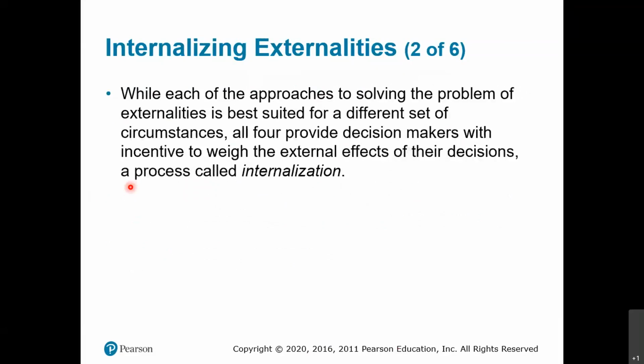The key idea here is we're trying to get internalization. For every solution, what you're trying to do is get the buyer and/or the seller to internalize the costs and benefits to other people, to make them think that it's a benefit to them or a cost to them. If you can do that, then those buyers and sellers are going to act naturally in the marketplace to get you to the right place. If you can't, then you're going to have an issue.